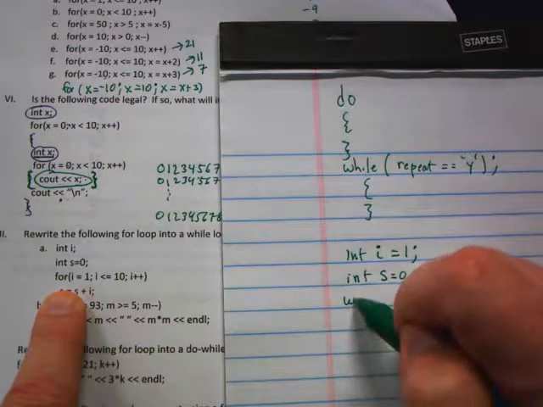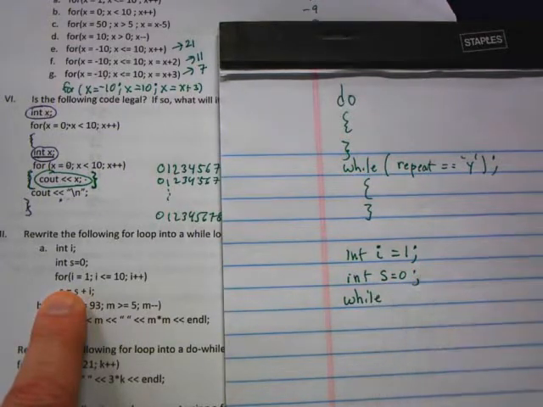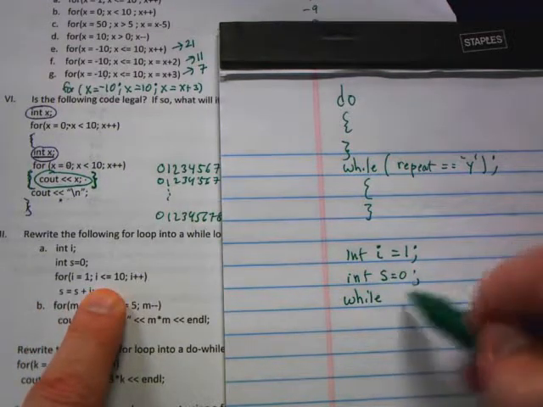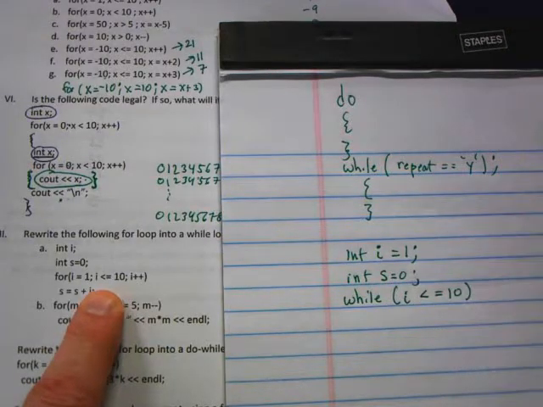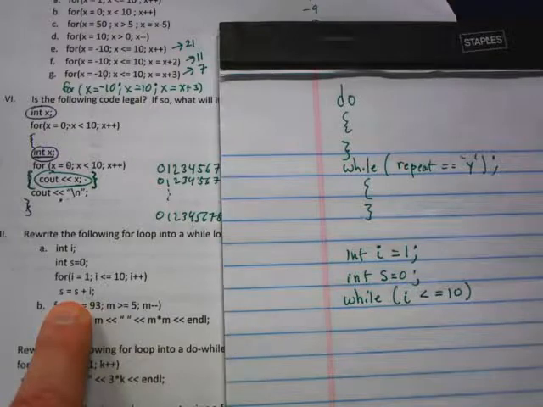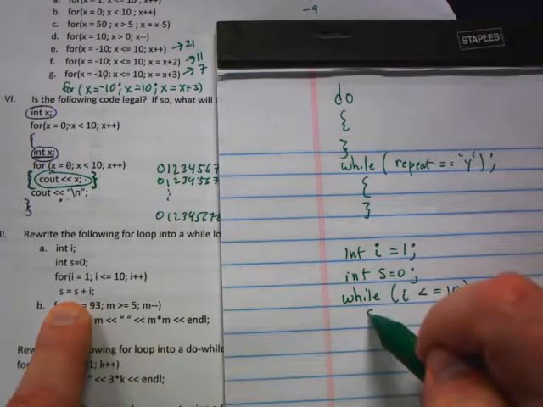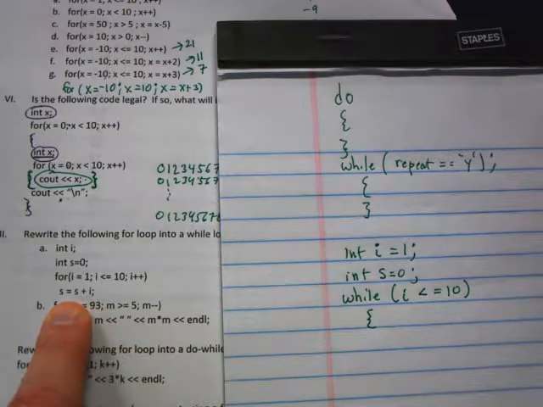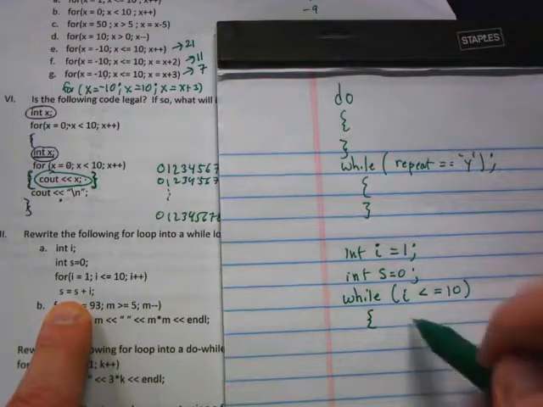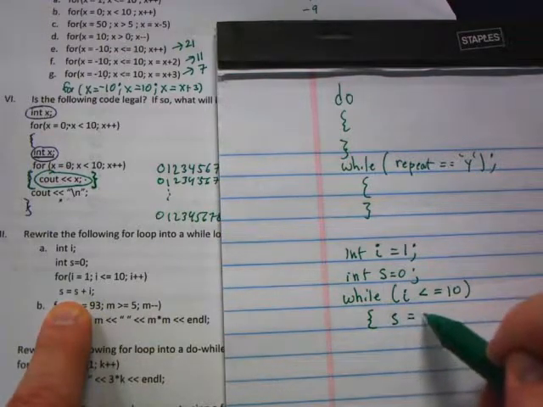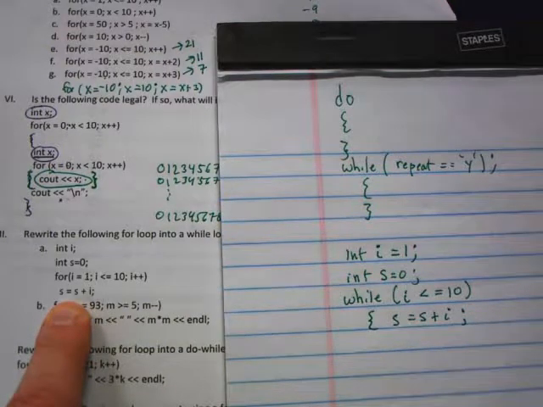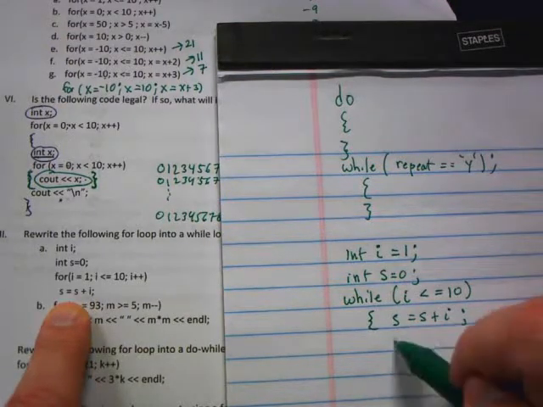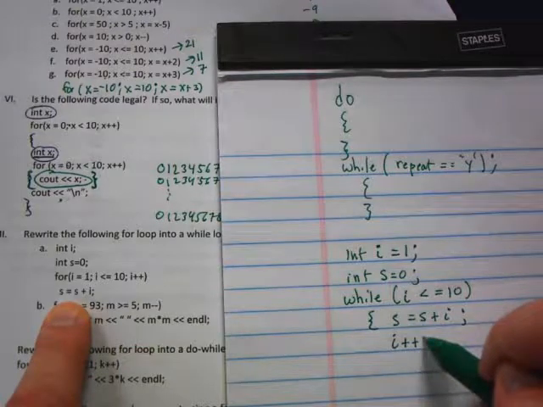While i is less than or equal to 10, curly bracket, s equals s plus i. I'll leave it exactly the same way as it's written there. And then i plus plus increments my i.